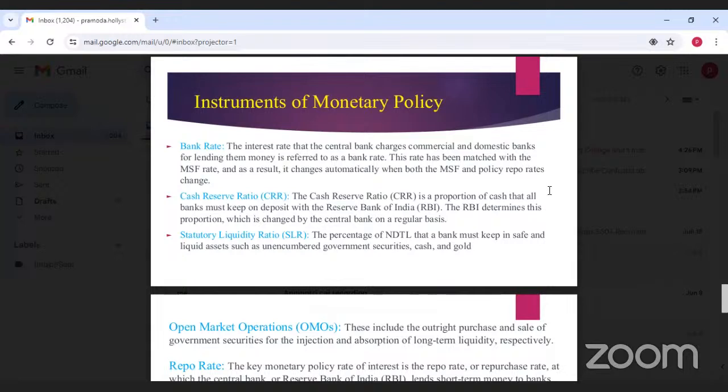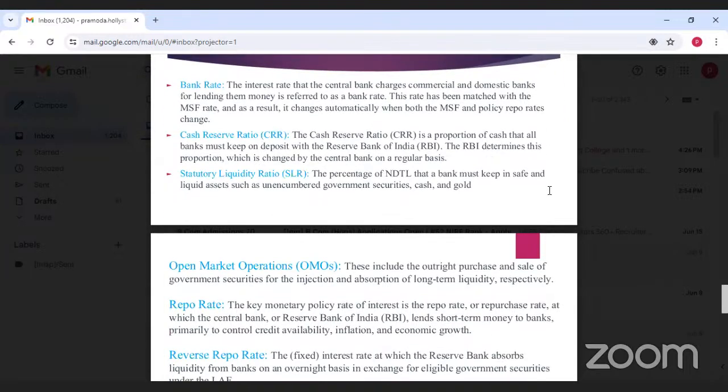At the same time, they will reduce it. When the flow of money in the country is less, the percentages will be reduced. When the flow of money in the country is more, to control the commercial banks, they are going to increase the SLR rate, CRR rate, and bank rate. This tendency keeps on going with the RBI.